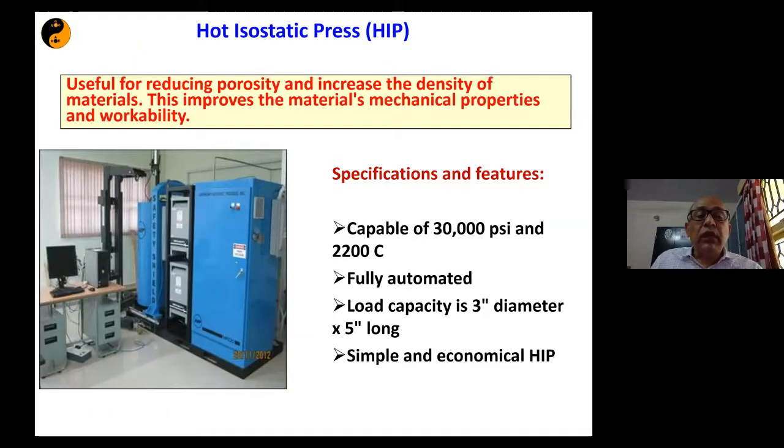Now, in order to process materials, we need to increase the density of the powder, reduce the porosity, and increase the density in order to have a genuine measurement of the genuine mechanical properties of the material. So this has been procured, and it is available for use. This hot isostatic press is capable of this kind of pressure, 30,000 psi and 2,200 degrees centigrade. And this is fully automated, and it is simple and economical.